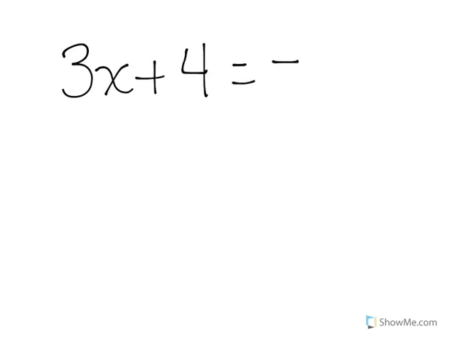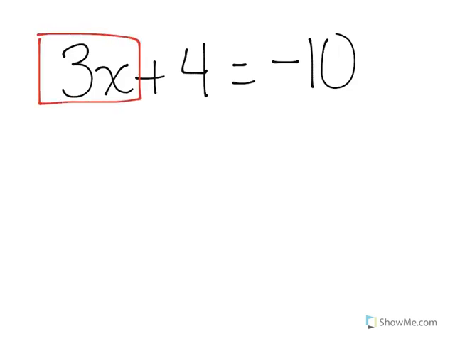Two-step equations are equations like 3x plus 4 equals negative 10. That's okay. So I want my x by itself, so I'm going to put my x in my box. Because I want my x by itself, and it's adding 4, I don't want that, so I have to get rid of this 4.